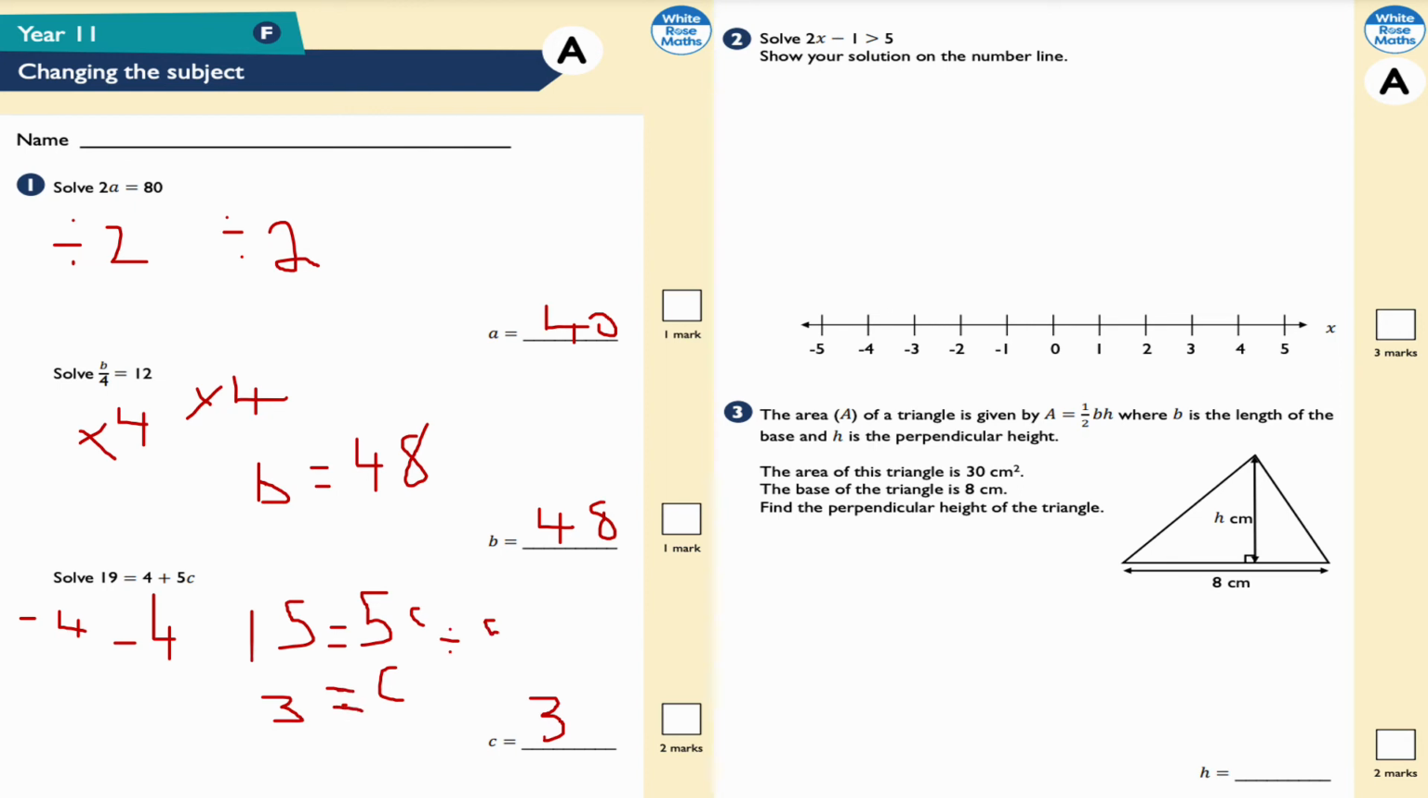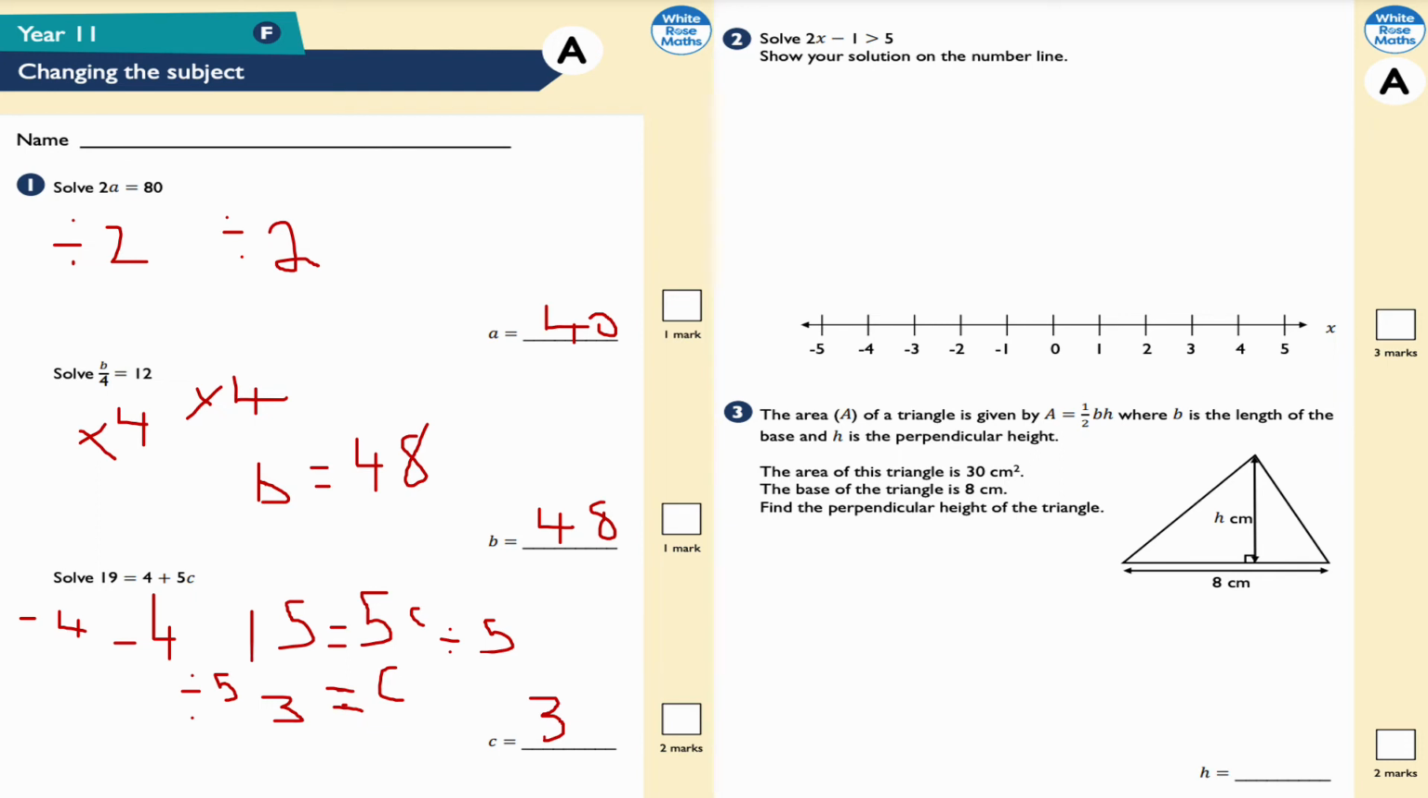Dividing it by 5 there, because if you have a number next to a letter, then it means times. So the opposite would be divide. 2a means 2 times a, so the opposite of times by 2 is divided by 2. And the opposite here of times by 5 is divided by 5.